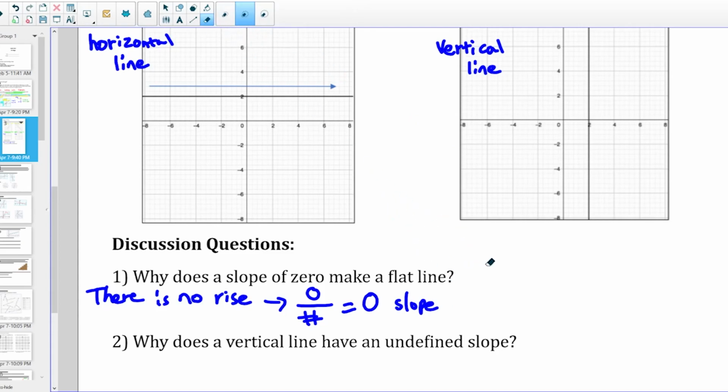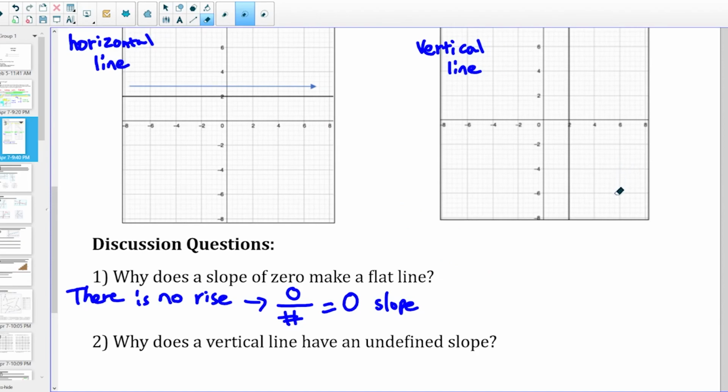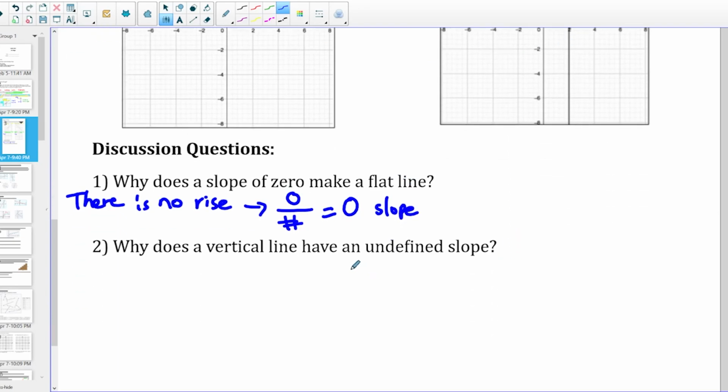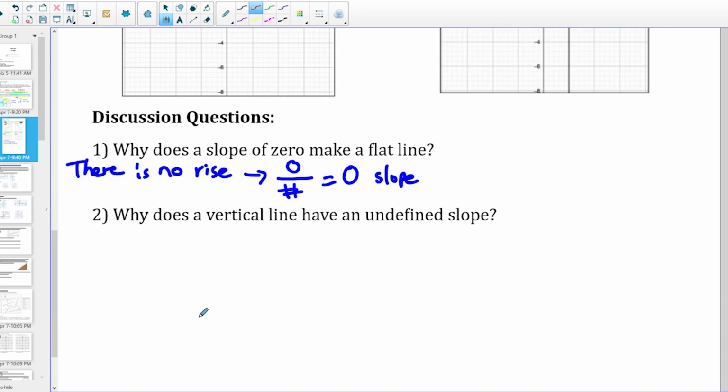Now on the other hand, if we're looking at a line with an undefined slope, and we're going to look at the one on the right here, if we're looking at a vertical line, we actually have no change in x values. So if we're looking left to right, it doesn't move left to right at all, so there is actually no run. So we can state that for this example, there is no run.